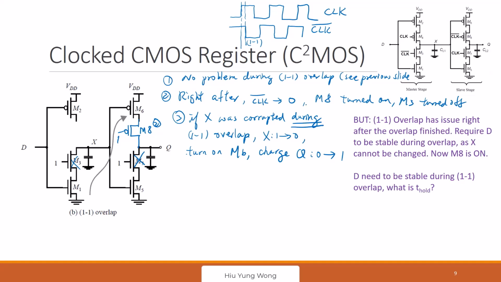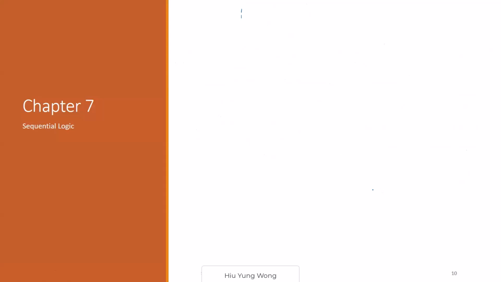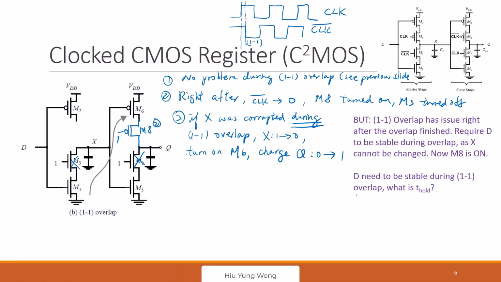Now, if that is the case, how can we solve this problem? I'm not asking to solve the circuit. It's very simple. And I already gave you this. It means that during the 1-1 overlap, you really shouldn't change D. If you don't change D, then I don't have this problem.